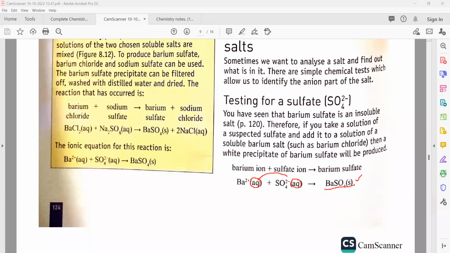Why? Because they form a precipitate like the one we learned in the last reaction. Okay, because they form an insoluble substance. Understand? Yes.